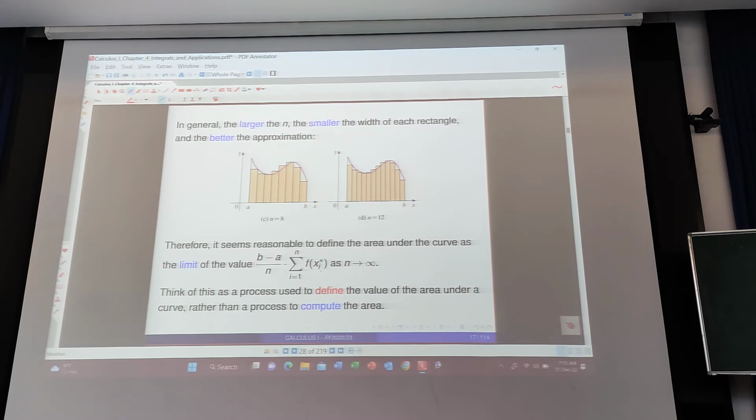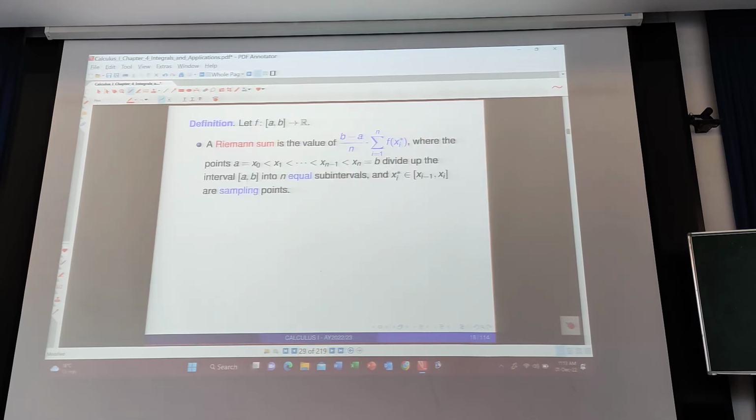So from what we discussed, now we get the definition. Let f be an arbitrary function defined on the closed interval AB.